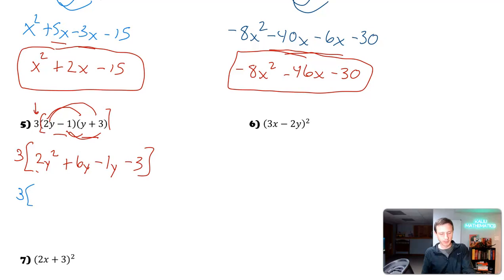Don't forget about the 3. And then I have some like terms that came out from here. So 6y minus 1y is 5y. 6 minus 1 is 5. So 2y squared plus 5y minus 3.